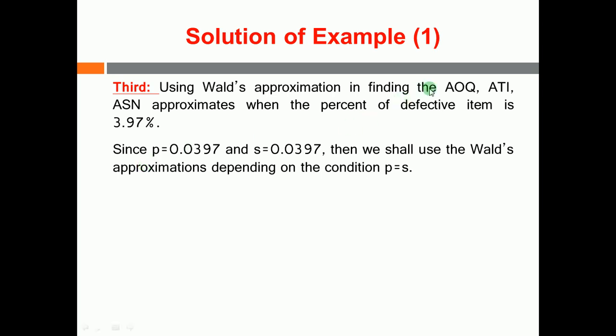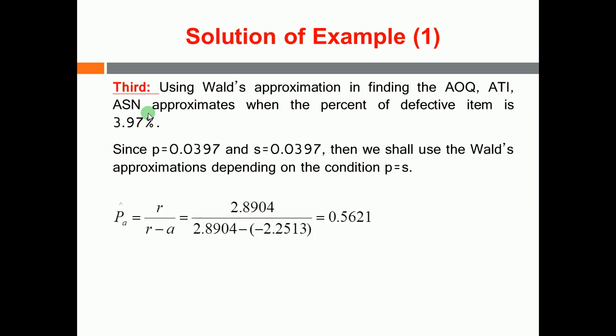Here we need to calculate the AOQ, ATI, and ASN. All of them depend on the probability of acceptance in their calculations. So this means that I have to calculate the probability of acceptance first, and then go to the calculation of the AOQ, ATI, and ASN. P hat A, or the approximation of the probability of acceptance, with a formula corresponding to the situation where P is equal to S, is R over R minus A. Plugging in the values of R and A, we get 0.5621.